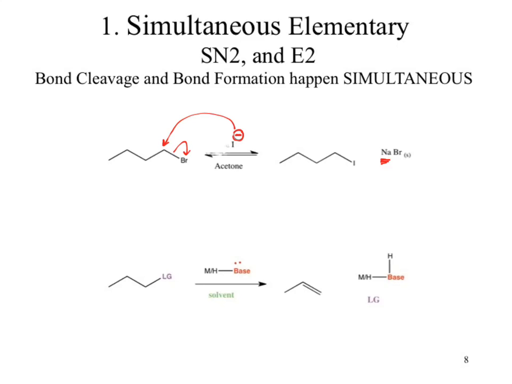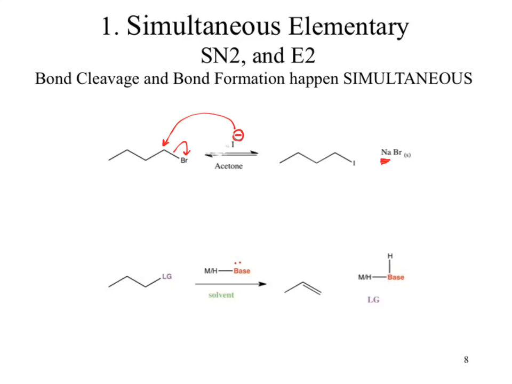What happens in the elimination? The pi bonds form. What did we say about the pi bond? The pi bond is a secondary thought. The pi bond does not form on its own. Okay? Everything else happens which causes the pi bond to form. So what's the other stuff that happens?